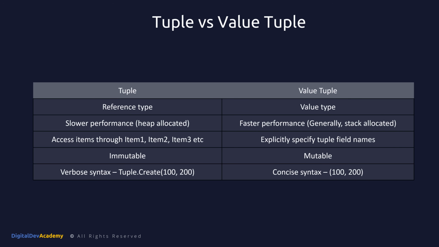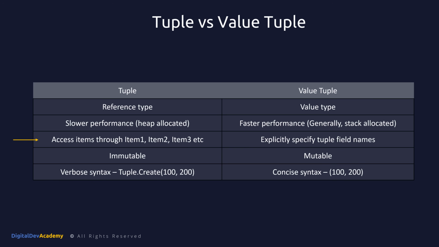Lastly, let's briefly cover the difference between tuples and value tuples, so you're not caught off guard if you come across them. There are two kinds: standard tuples, which are considered legacy, and value tuples, which is what you've been learning about in this video. Standard tuples are reference types. Value tuples are value types, as the name implies. Standard tuples are heap allocated, making them slower. Value tuples are generally stack allocated, making them faster.